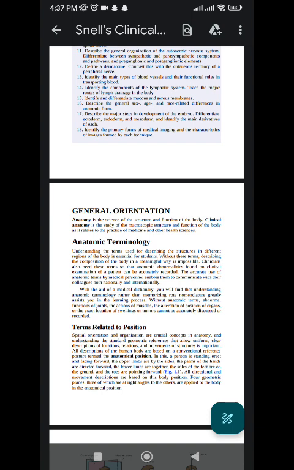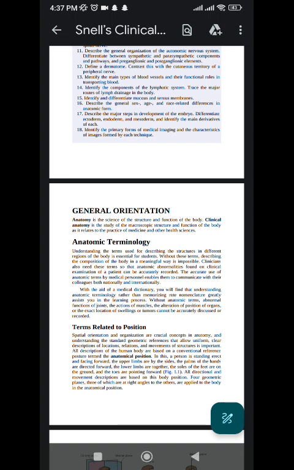With the aid of a medical dictionary, you will find that understanding anatomic terminology, rather than memorizing rote nomenclature, greatly assists you in the learning process. Without anatomic terms, abnormal function of joints, the action of muscles, the alteration of position of organs, or the exact location of a swelling or tumor cannot be accurately discussed or recorded.